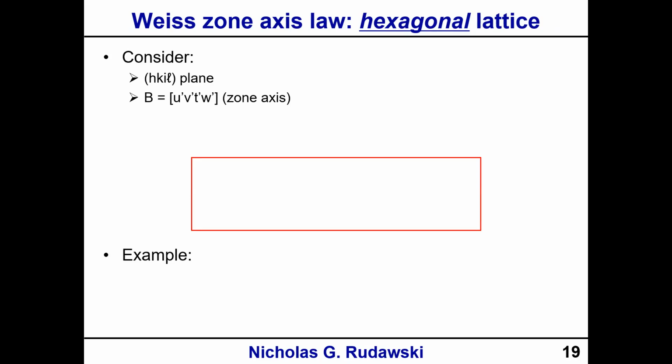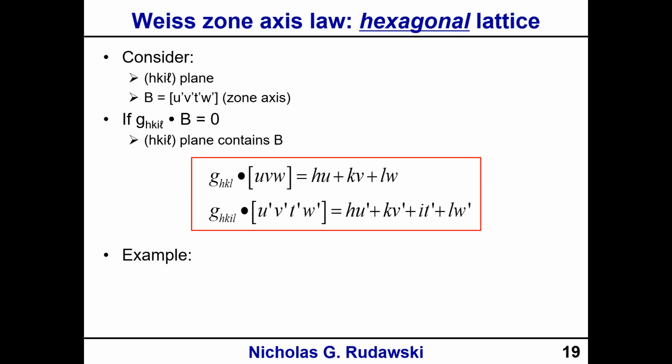So if we have an (HKIL) plane and a [U' V' T' W'] zone axis, and we have a dot product that's equal to 0, then we know that the plane contains that zone axis. Thankfully, we're not limited to 3-index notation here. We could do this with 3-index notation, but this also works for 4-index notation. So we can do 4-index dot products, and that will also be valid, just like it would be with 3-index notation.